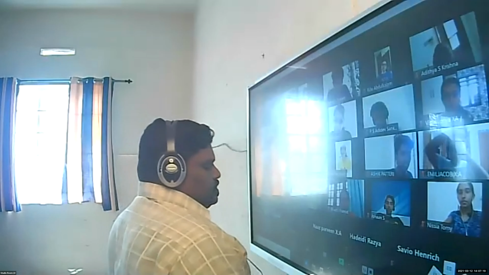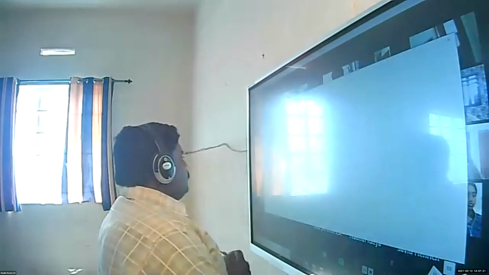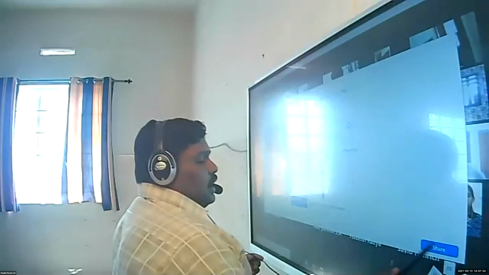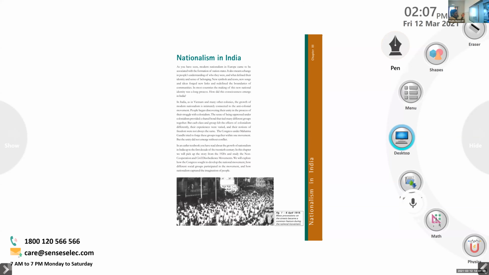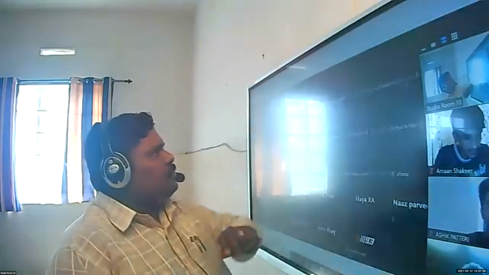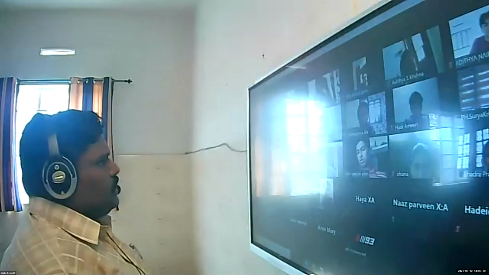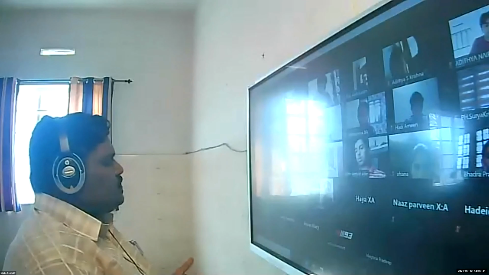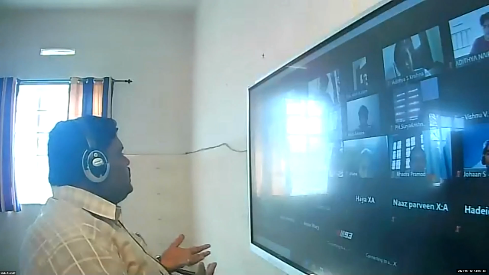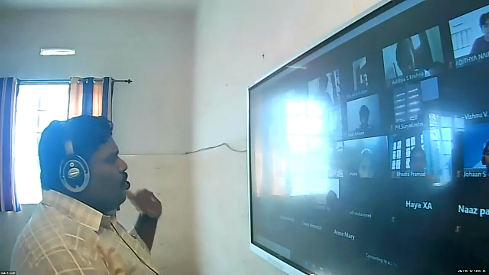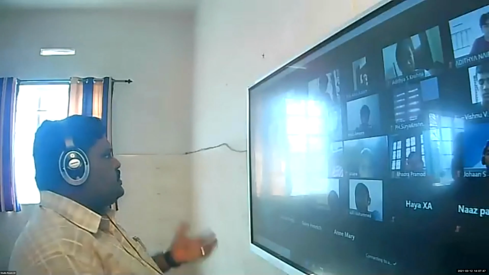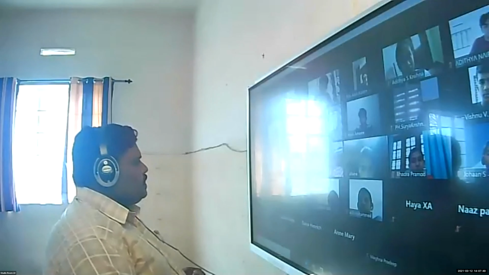Please open your textbook, everyone. You are able to see the screen here, the PDF format of your textbook. I will read the textbook. This time it is very important for us. Source-based questions are there. That kind of question for social studies is introduced this year. In former years, there were no such questions in the social science question paper.